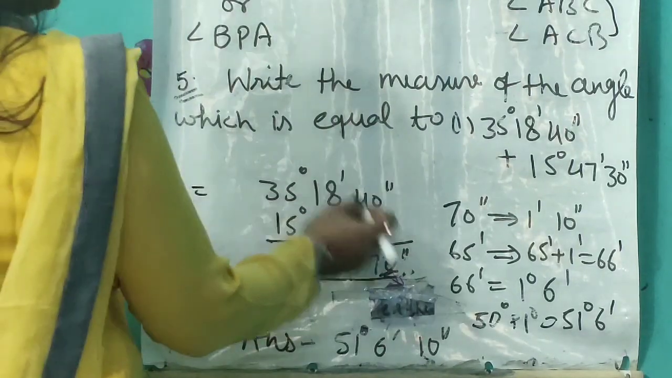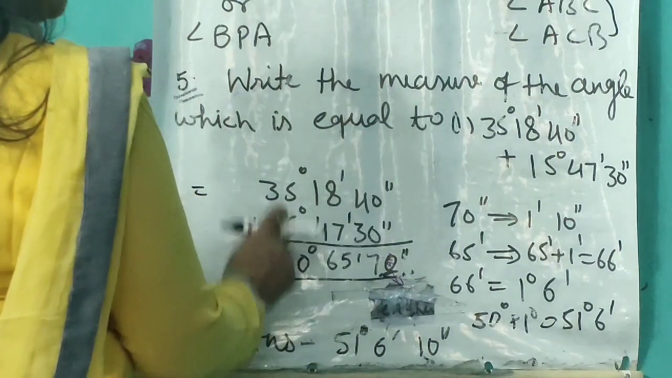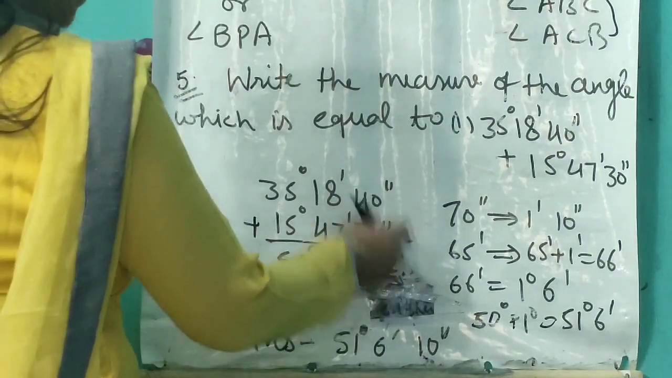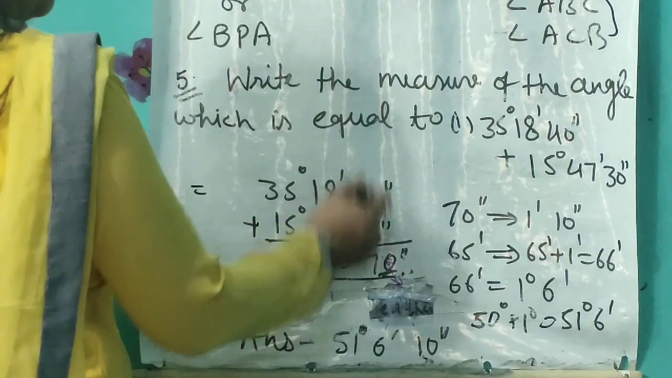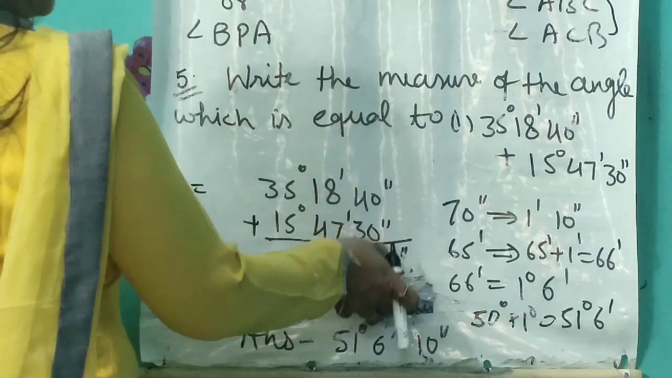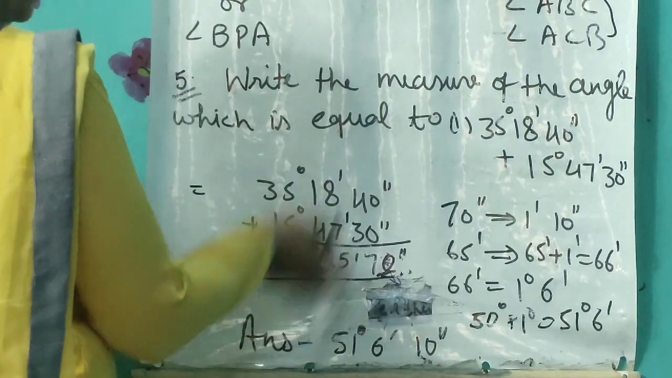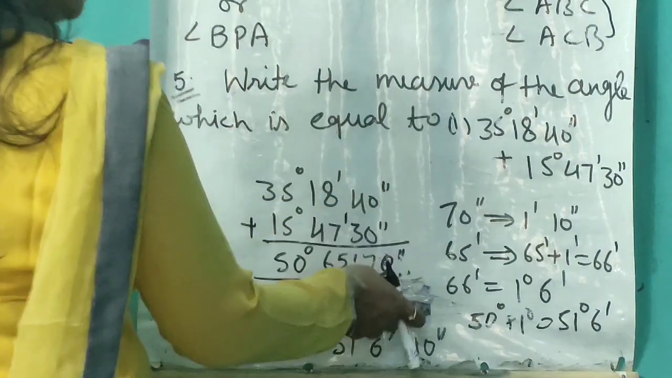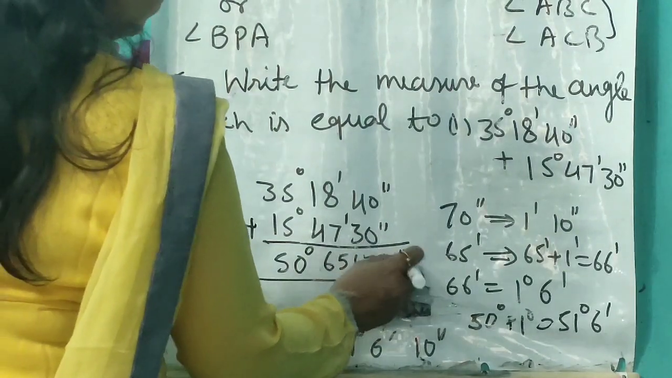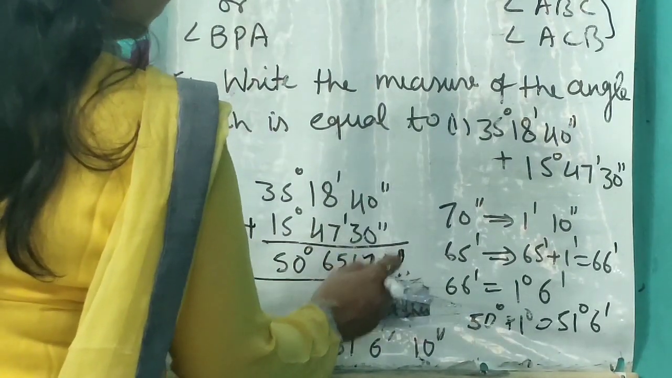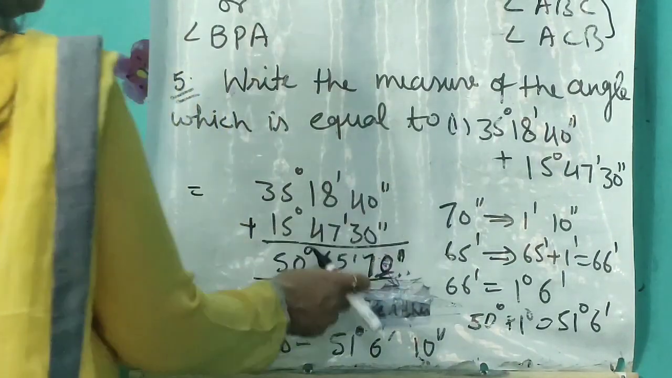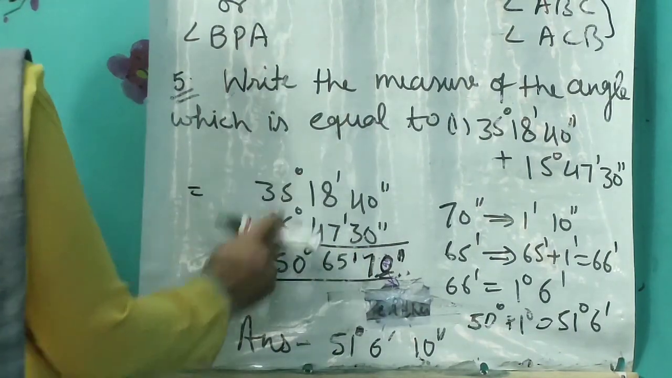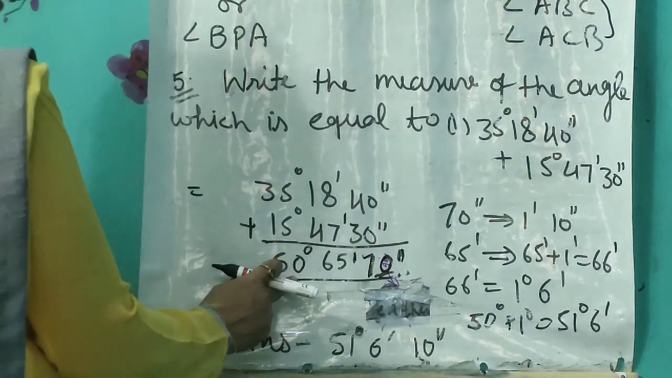35 degree, 18 minutes, 40 seconds, you have to add with 15 degree, 47 minutes, 30 seconds. In the first step, you add it simply, seconds with seconds, minutes with minutes, and degree with degree separately. No carry and nothing. So 40 seconds with 30 seconds, it will come 70 seconds. Then 18 minutes and 47 minutes, it will be 65 minutes. And 35 degree and 15 degree, it will be 50 degree.